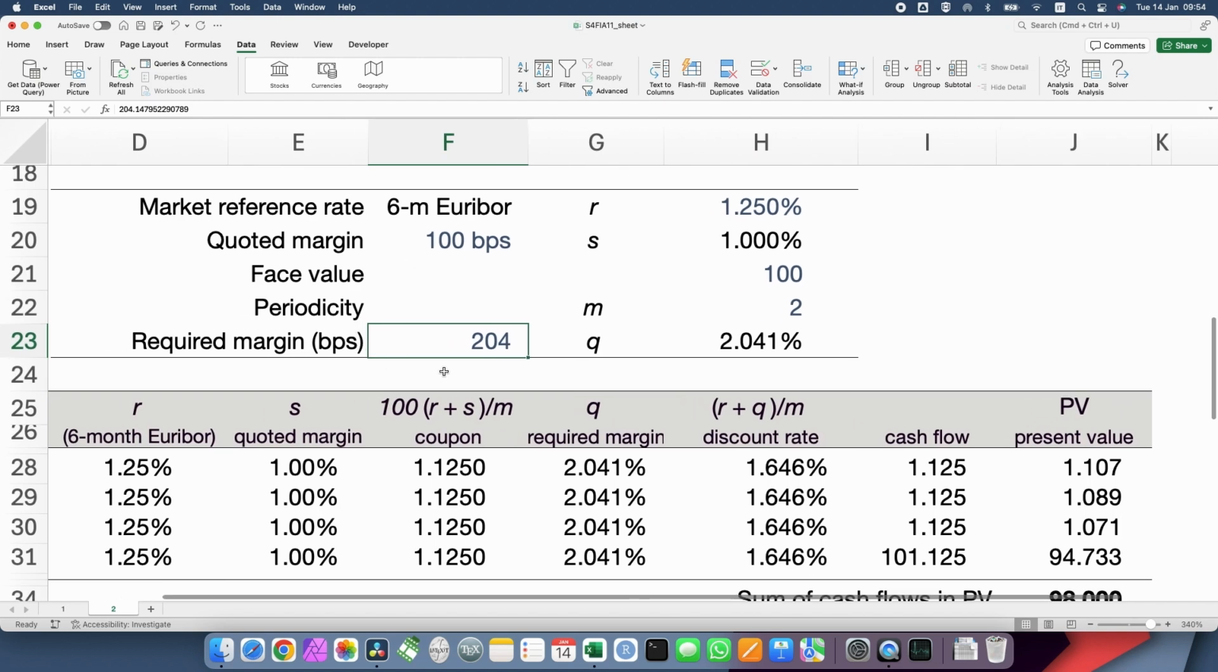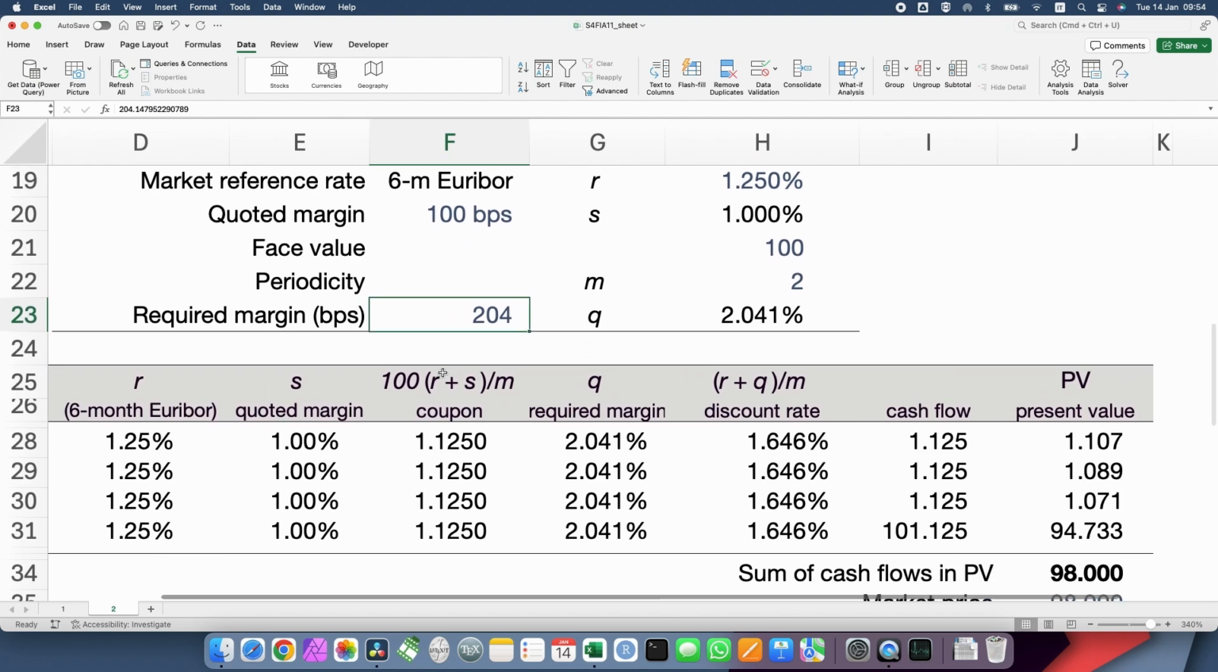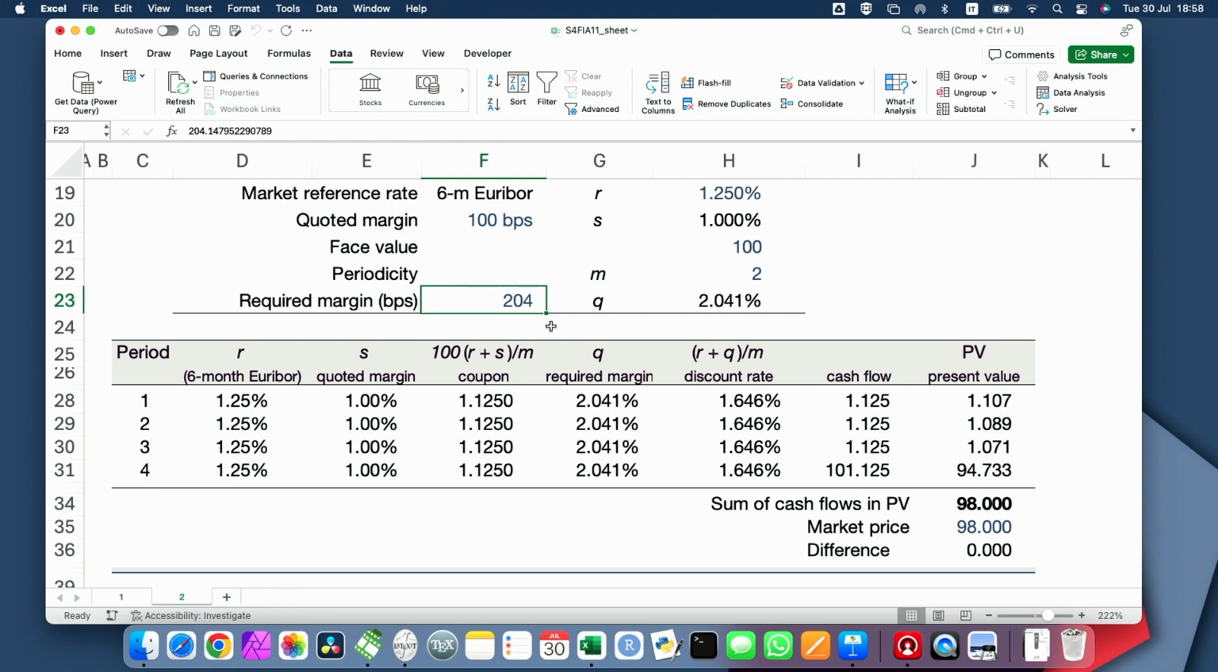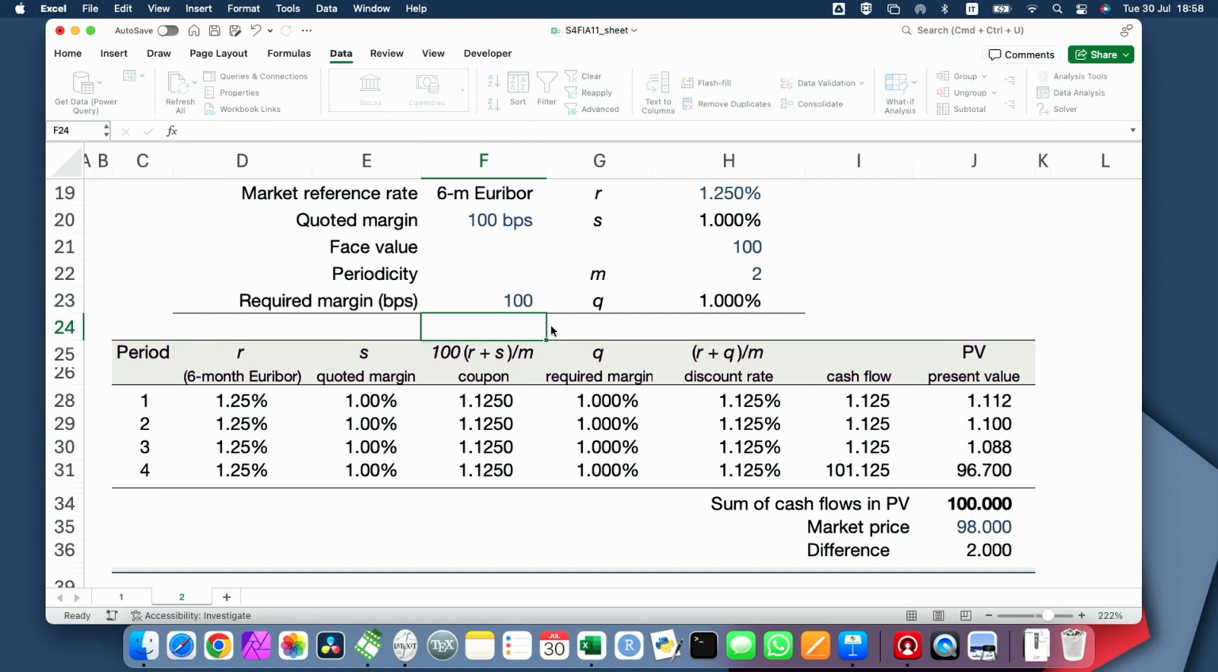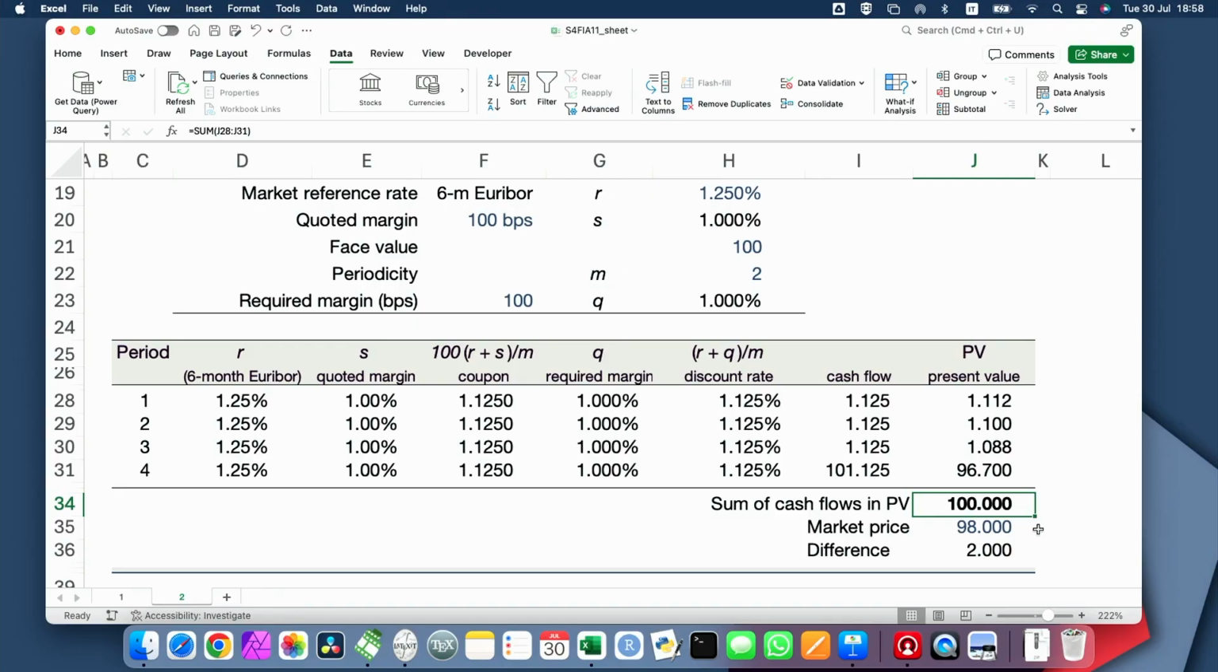Investors demand a required margin greater than the quoted margin of 100 basis points, and this is reflected in the market price, which is below par. When this floating rate note was issued at par, investors then required at that time a spread of only 100 basis points over the market reference rate. Now, why do investors demand a higher required margin over the market reference rate? Most likely because the credit quality of the issuer has deteriorated. Perhaps the issuer is even being downgraded by credit rating agencies.